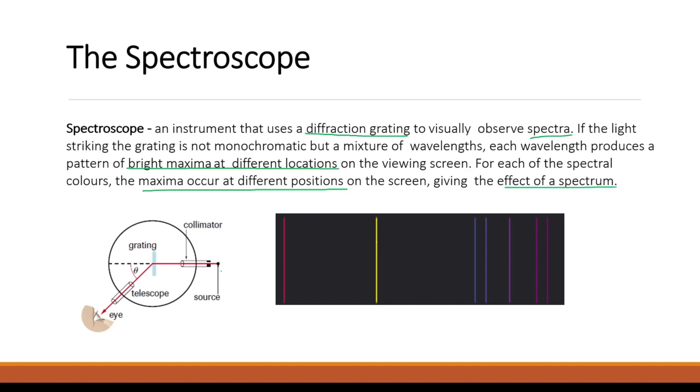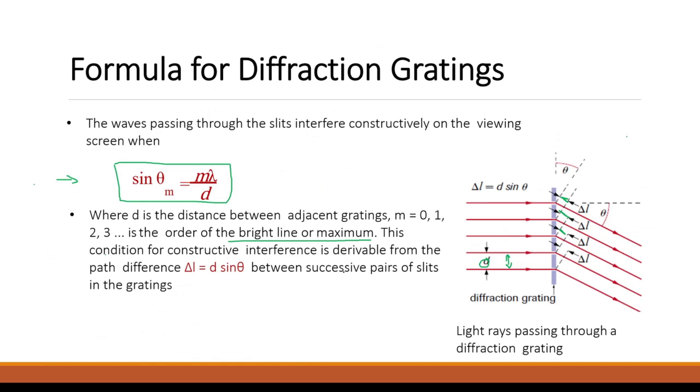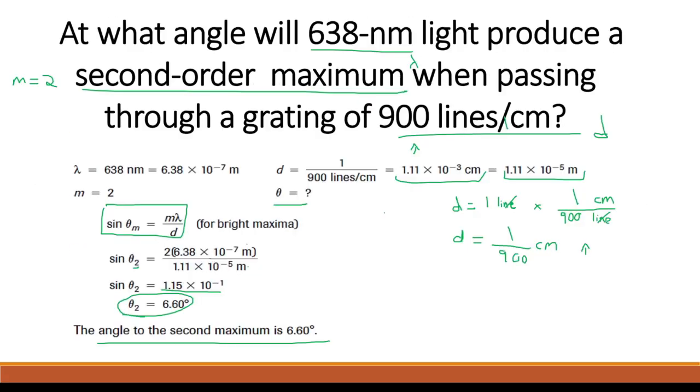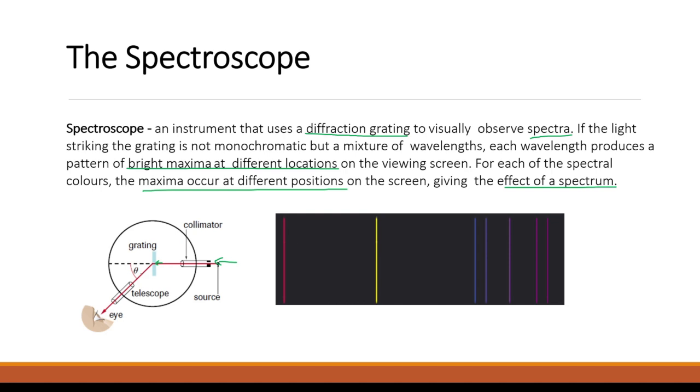How it works is we have our source of light. It comes in this way and hits the diffraction grating, and it diffracts just like we saw here. Just picture it flipped. It diffracts into an observing telescope that's easily observable onto the screen. Since with non-monochromatic light, red and purple and blue all have different wavelengths, they're going to produce their own bright maximum at different locations.